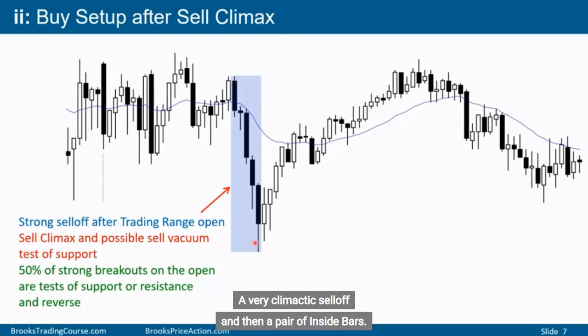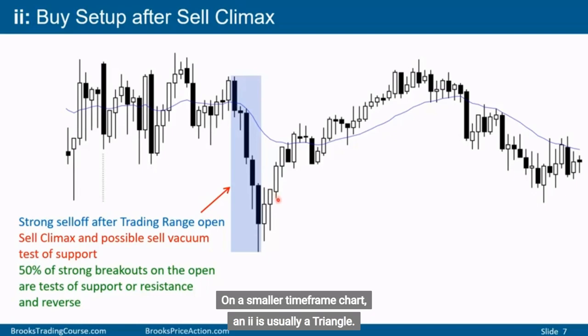A very climactic sell-off, and then a pair of inside bars, both bull bodies, and the second one closing on its high. A lot of trading range trading, a lot of trading range breakouts fail and reverse. This is a micro double bottom, and it went down and went up, and went down here and up again. So it's a second reversal up.